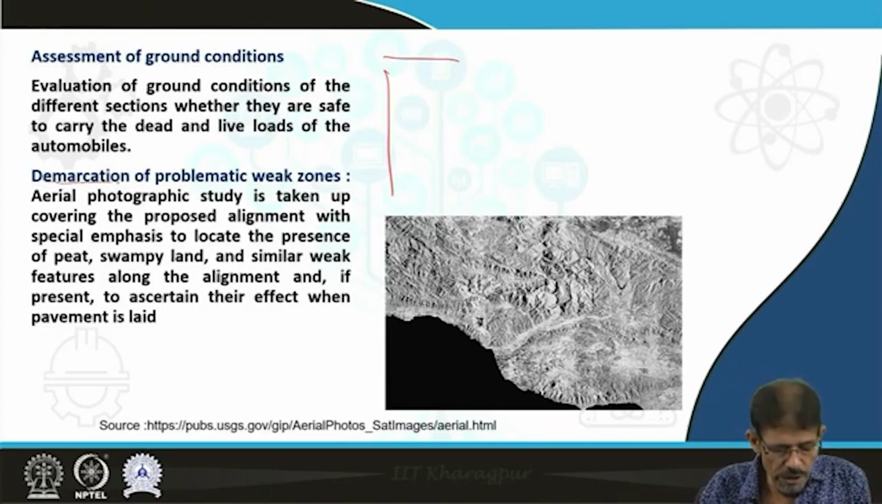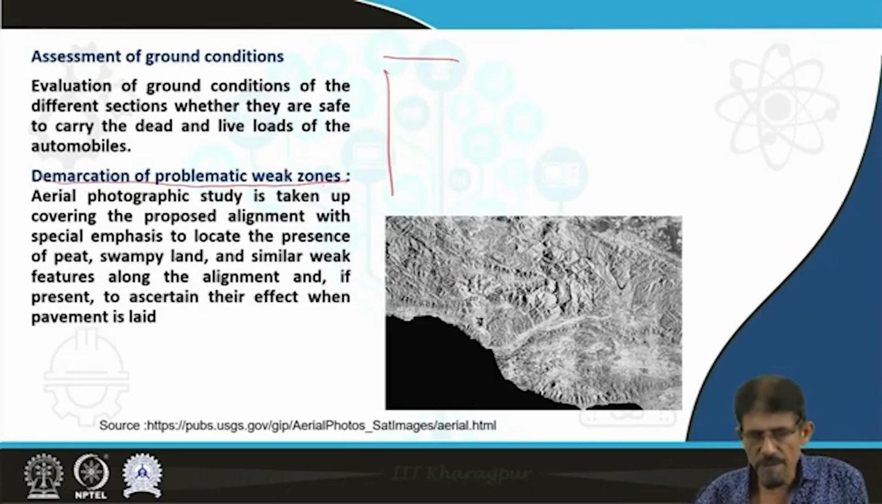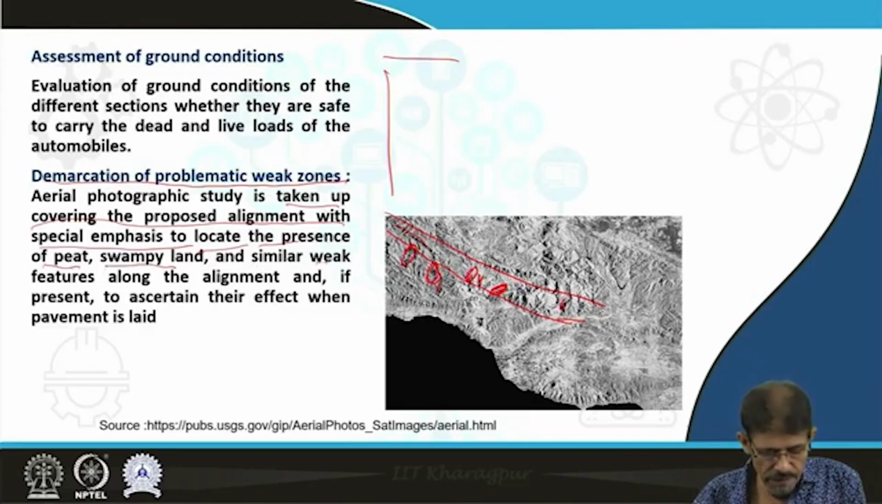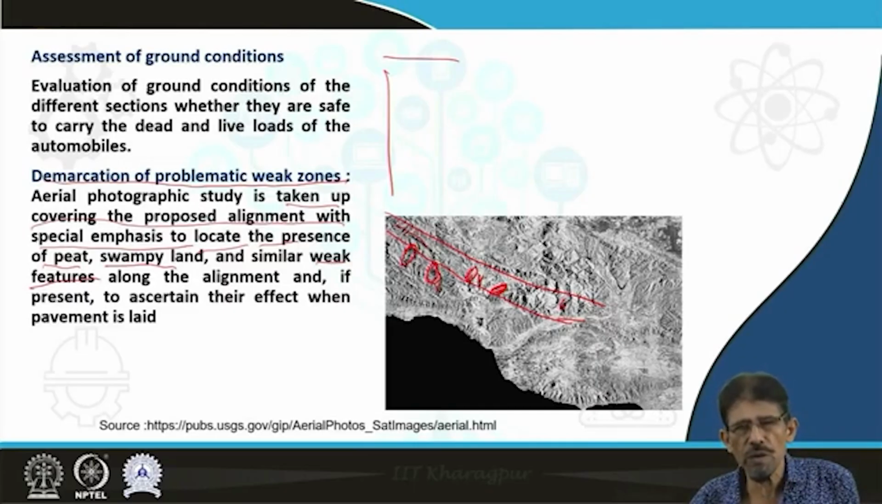Then about the demarcation of problematic weak zones with the help of aerial photographs. You can see aerial photographs. These aerial photographs are going to show different features. If we are going to decide the road in this way, then we are going to see a number of problematic zones, the number of waterlogged areas, seams, weak zones, etc. In this way we are going to take precaution. So an aerial photograph study is taken up covering the proposed alignment with special emphasis to locate and demarcate the presence of peat or swampy land or weak features or weak zones or fire zones or waterlogged zones, etc. Because these features are going to influence the stability of the pavement.